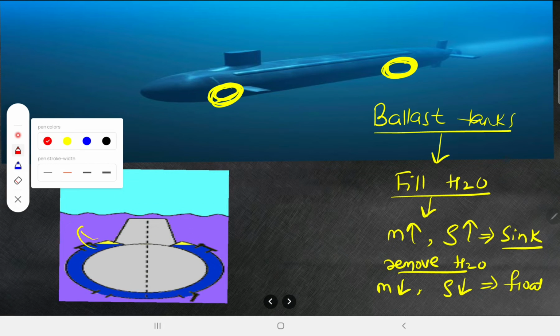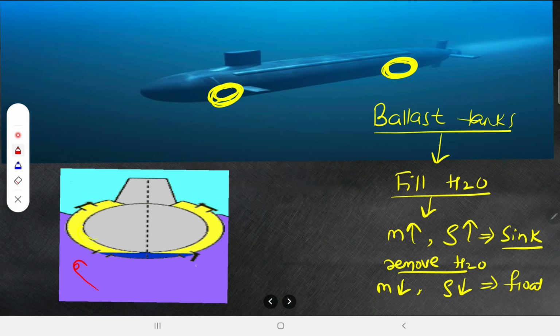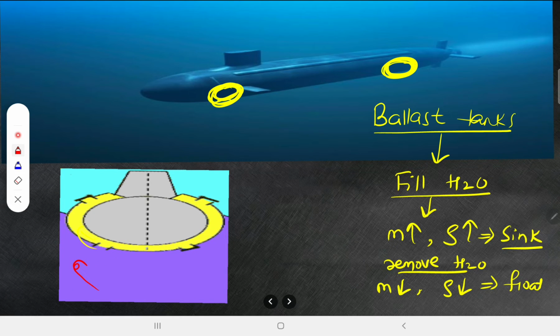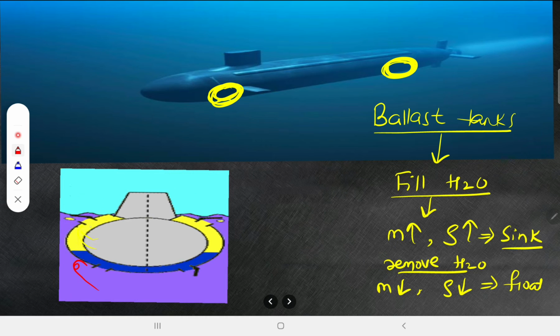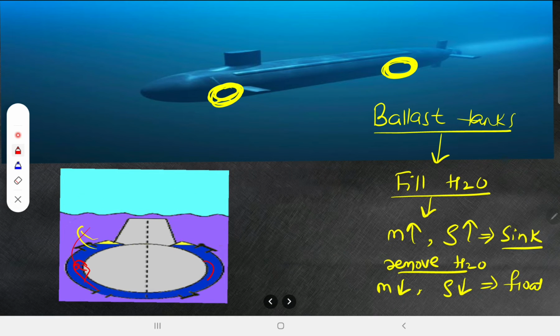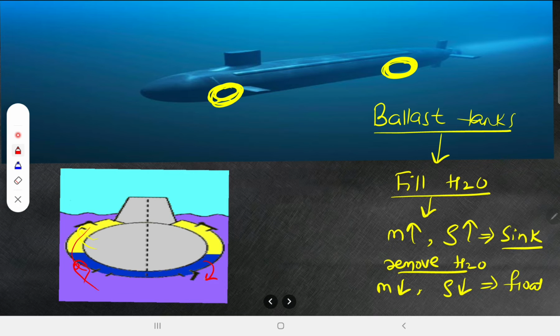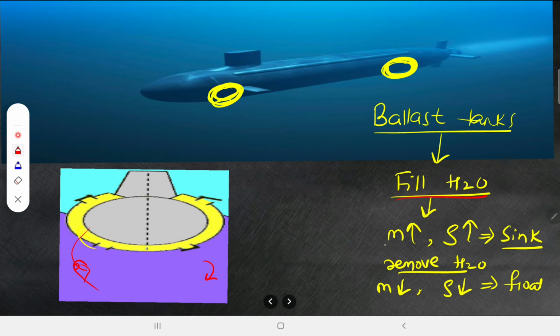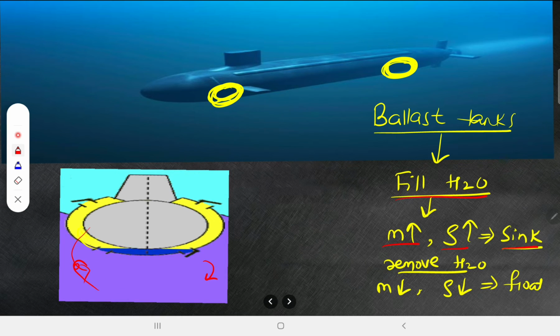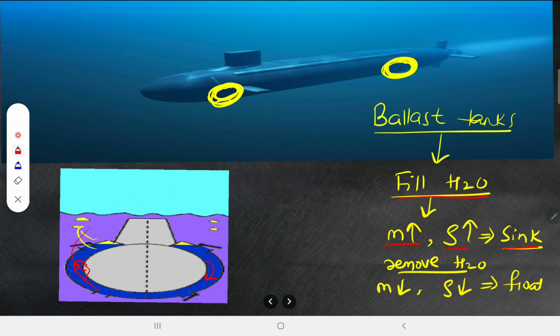Okay, whenever water is getting filled here, it is coming down. Now it went up. Why? Because water is removed. Right now it has started to come down. Look at this blue color thing, it is water. It has come down because we filled water, mass increased, density increased, and it sank, it submerged. All right, now it is submerged.